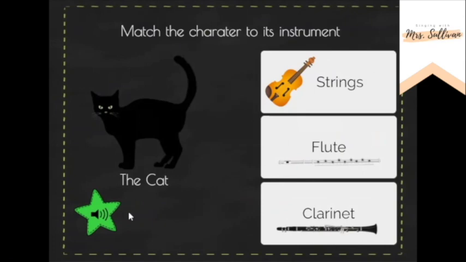Match the character to its instrument. Is the cat represented by the strings, the flute, or the clarinet? Your time starts now. Time's up.